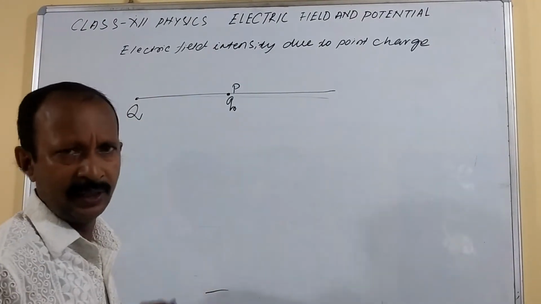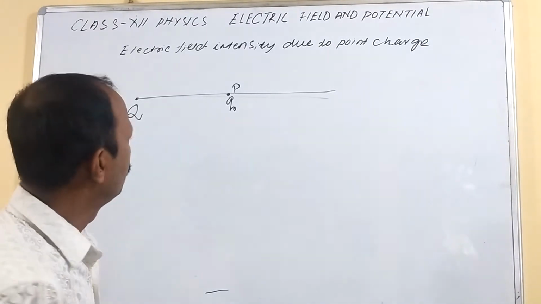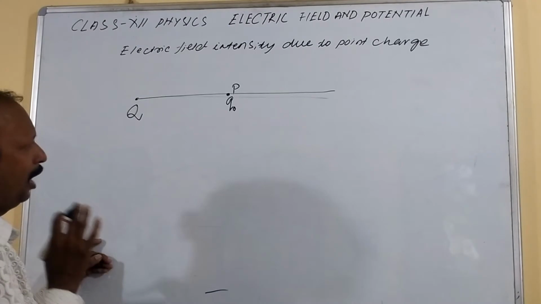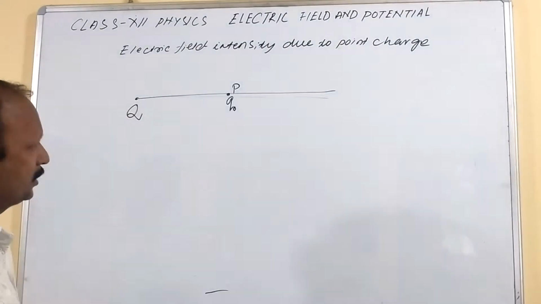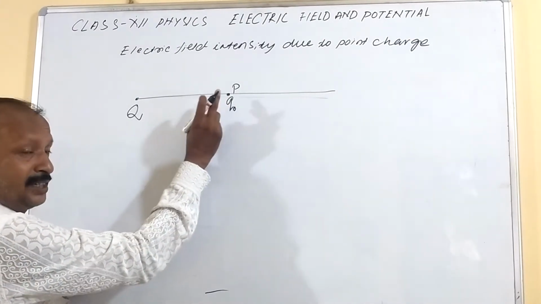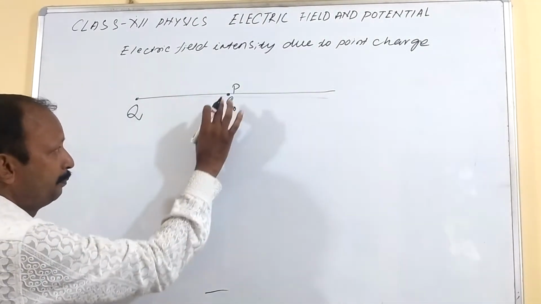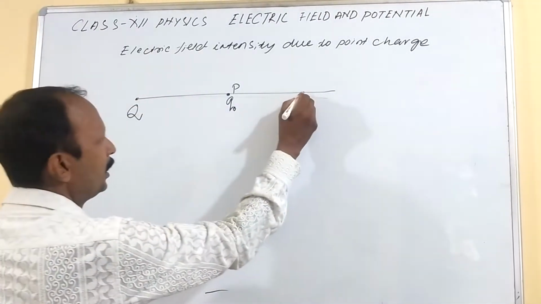In my earlier video also I mentioned about the test charge. Now Q is the source charge. I have to find the field intensity at the point P. At the point P the test charge is Q naught.